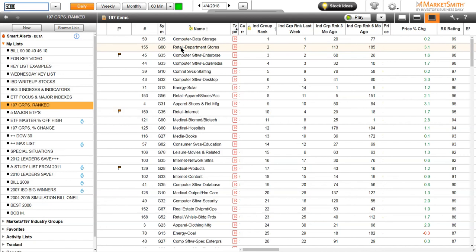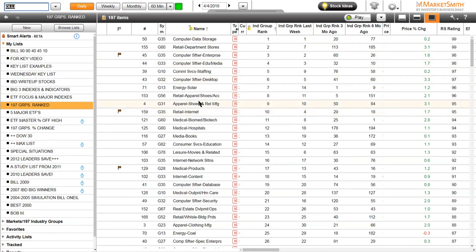What does that tell you? Well, maybe you should focus on some retailers. There you go. That's how we do this. Focus on the industry groups and then find the leading stocks in those groups. That's how we use it. That's how I do it with MarketSmith.